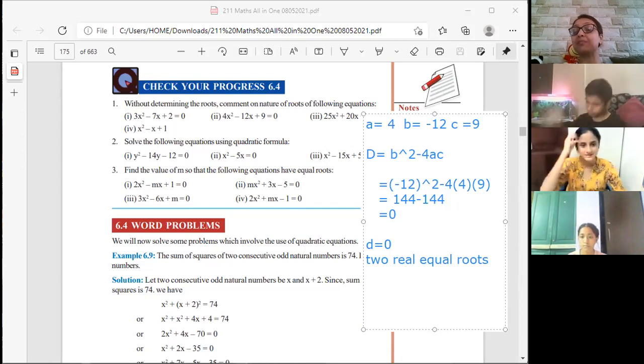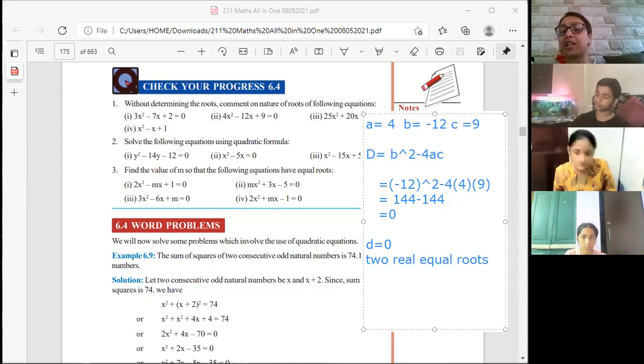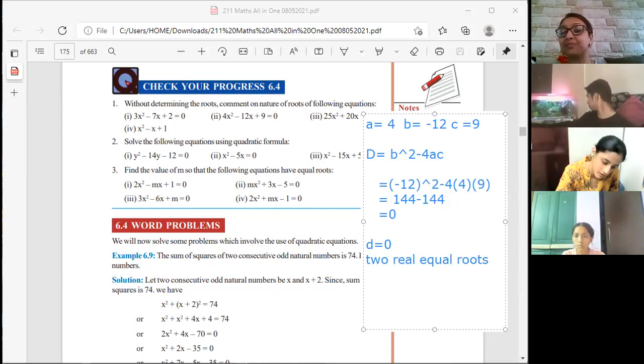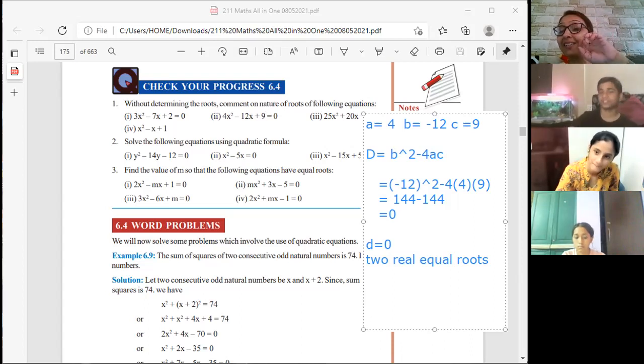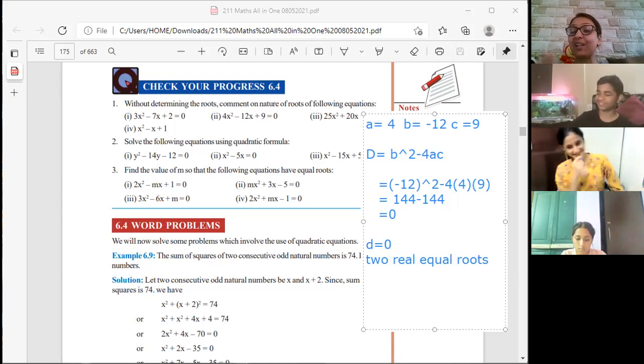Sufyan, done, beta? Yes, ma'am. What all fishes do you have, Sufyan, in your fish tank? 2 goldfish and 2 baby sharks. Oh my God, these sharks are going to become big. Then you will have to bring a bigger fish tank.